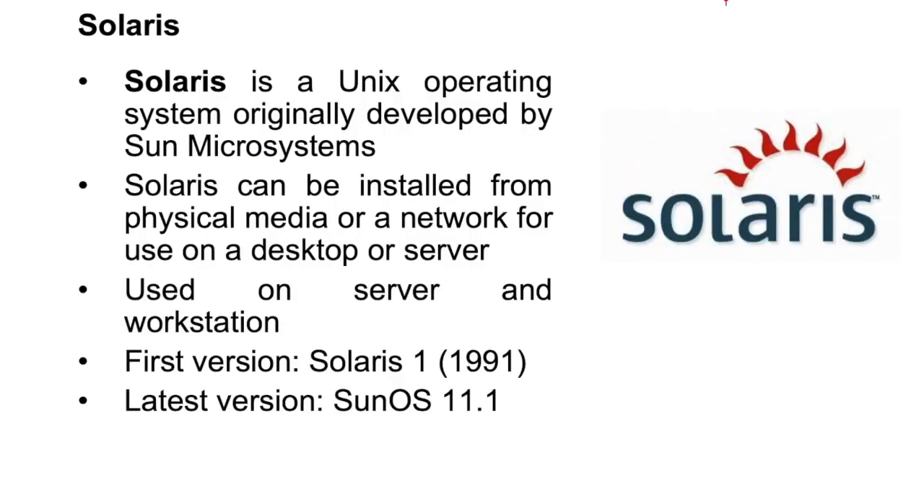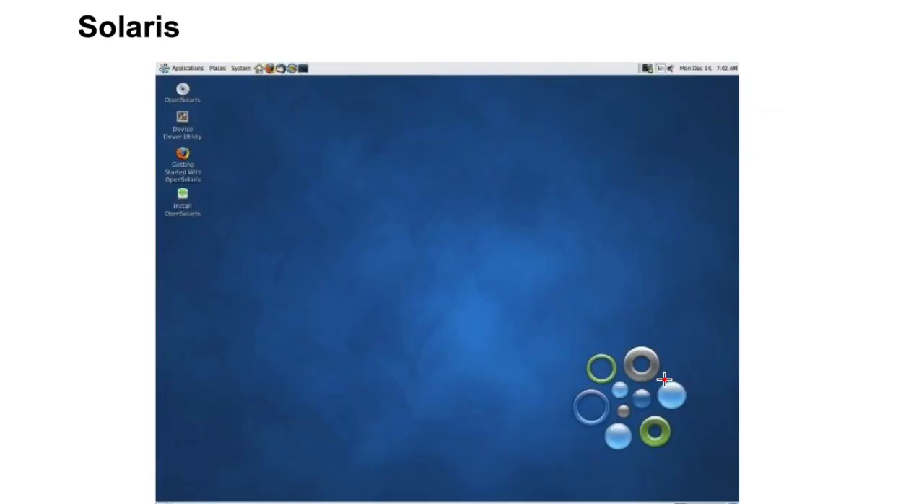Solaris. Solaris is a Unix operating system originally developed by Sun Microsystems. Solaris can be installed from physical media, the network, or the desktop. It is basically used on servers and workstations. That is why most of us are not familiar with Solaris. Its first version came in 1991, and the current version is around 11. So this is how a Solaris operating system looks on a computer.